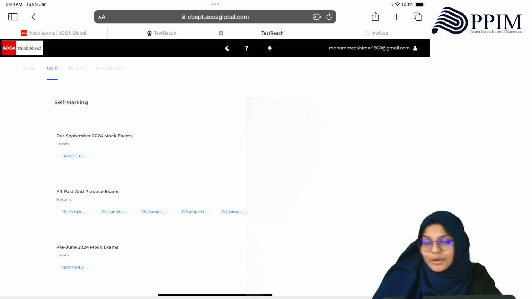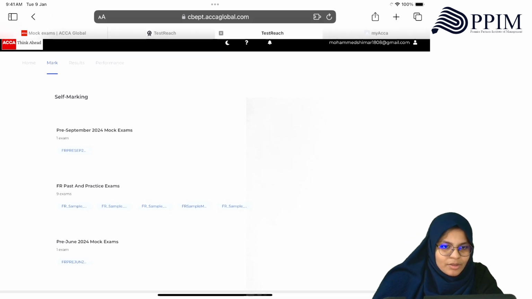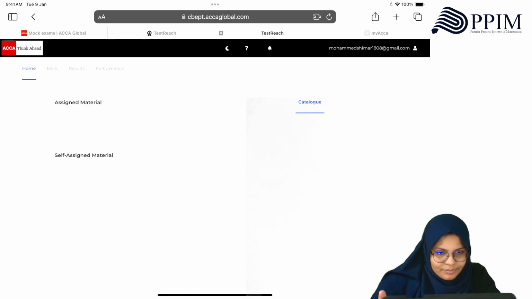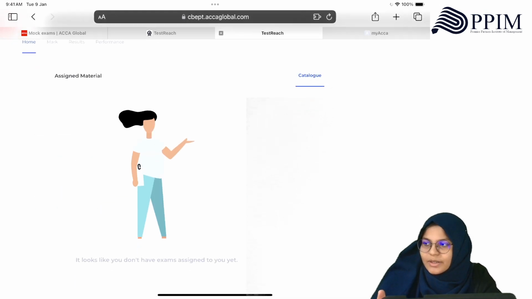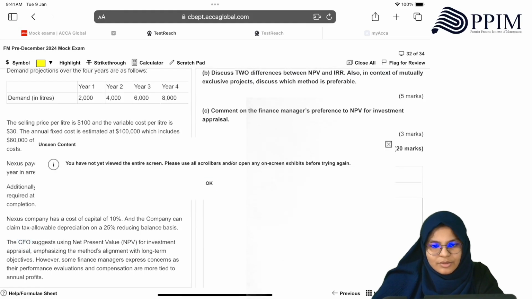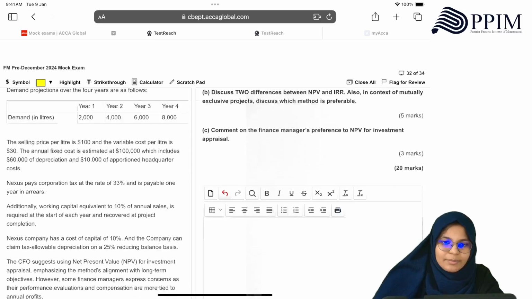So how do you go and get the answers? It's in a tab called mark. Under self marking, you should have the December mark. Only after you try the paper, they will give you access to it. So I'll quickly finish off this paper, so I will get access to the marking scheme.